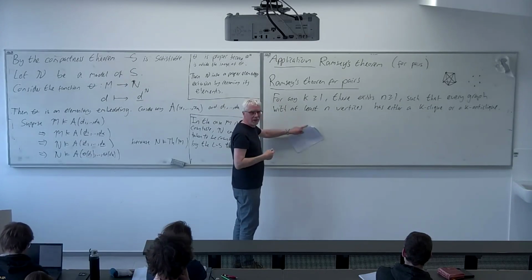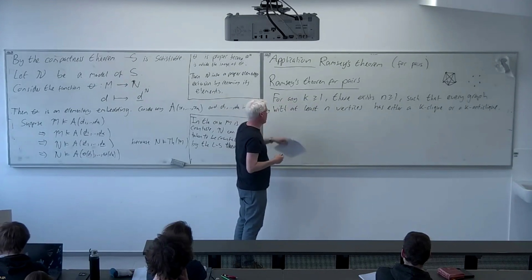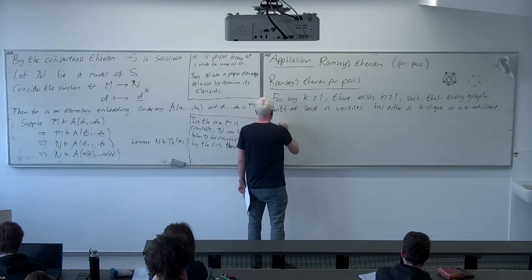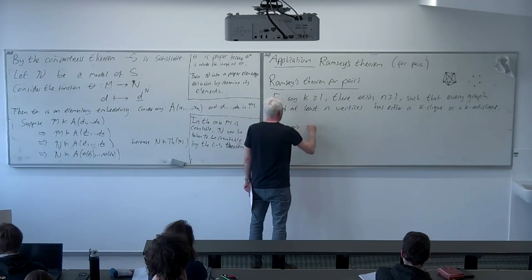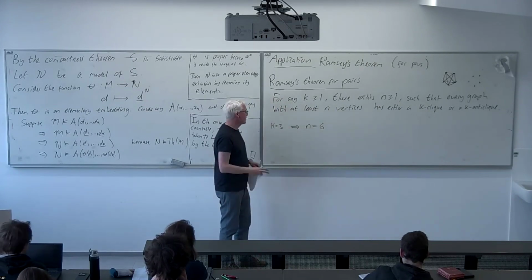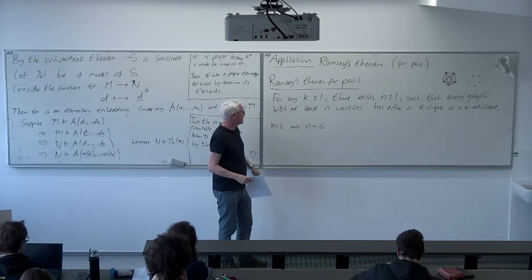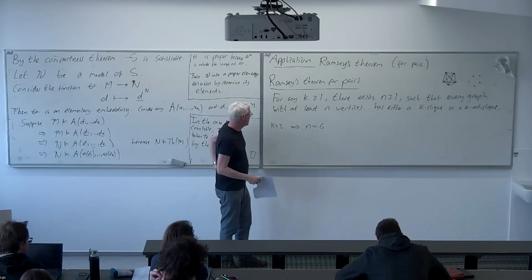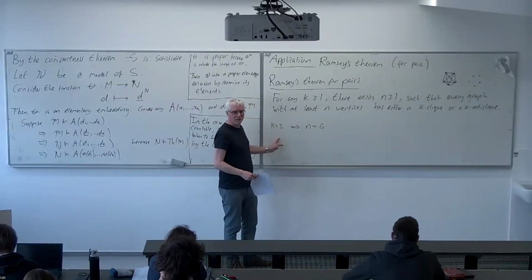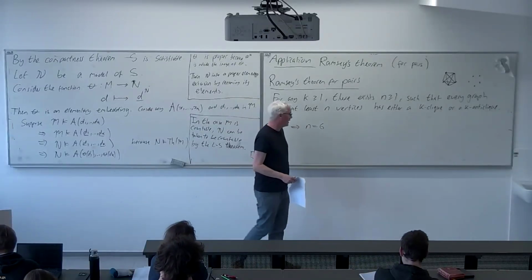numerical reasons as well. It's actually quite a nice little exercise to prove that if k equals 3, this implies n equals 6, as far as I remember. So you can quite easily prove this bit for yourself. If you've got at least 6 vertices, then you must have a triangle or an anti-triangle.